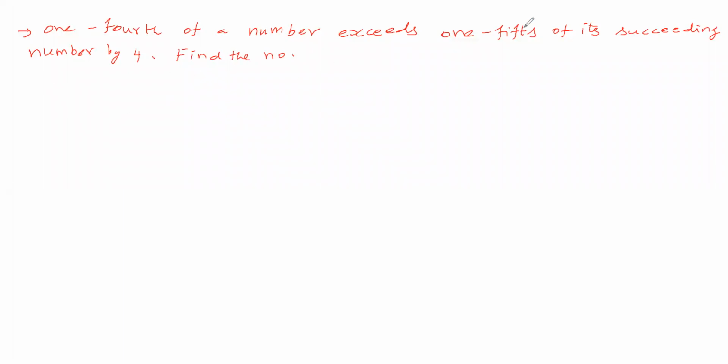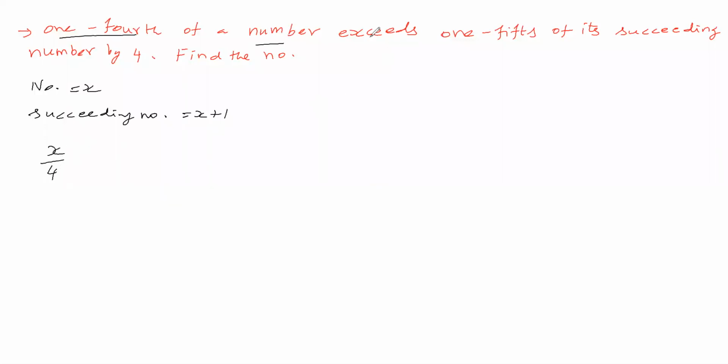Now we will take that number as x. Now we will take the succeeding number, which is x plus 1. Now we'll take 1/4 of a number, which means x by 4.